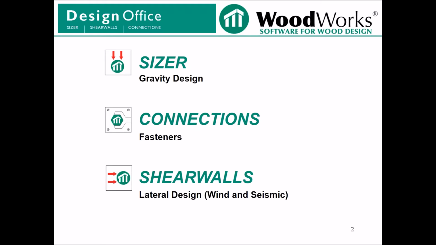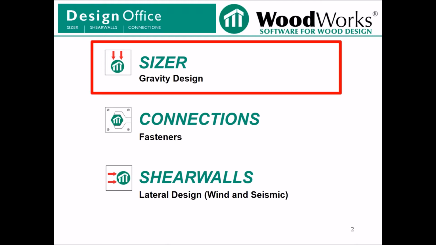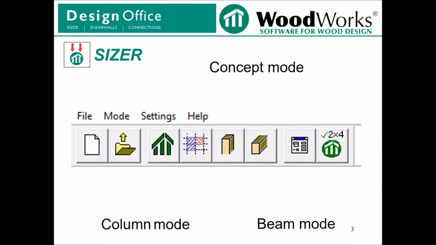This video will go through the beam and column modes of the Sizer program. Within Sizer, there are three separate modes: Concept, Beam, and Column Mode. Concept mode can be utilized to create a gravity load model of your structure up to 6 stories in height. You can specify columns, walls, beams, and floor joists, add point loads, area loads, or line loads. Sizer will automatically distribute these loads between members and down the structure using the tributary area method.